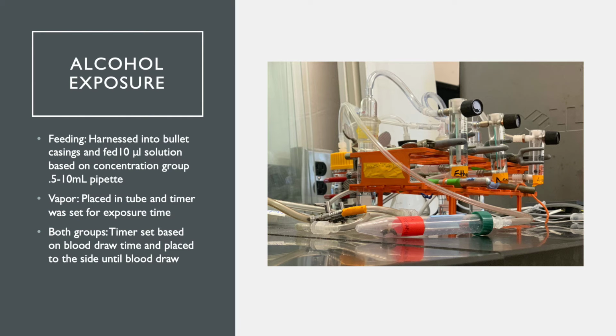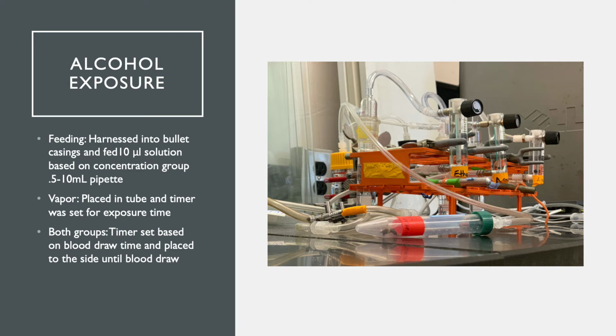Once bees were collected, then they're brought back to the laboratory where they're exposed to alcohol using one of 2 methods. Bees that were exposed following the feeding method were harnessed into bullet casings and then fed 10 microliters of sucrose and ethanol solution based on their concentration group. And these solutions were either 0%, 1%, 2.5%, 5%, or 10% ethanol.